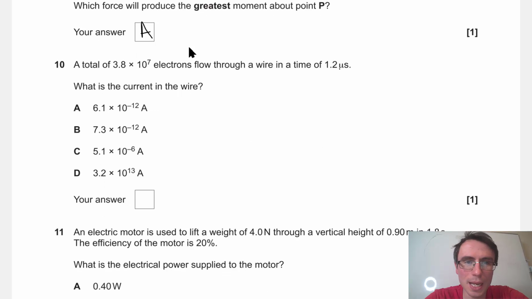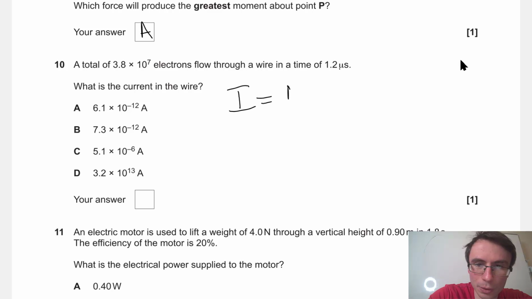Okay, question 10. A total of 3.8 times 10 to the power of 7 electrons flow through a wire in a time of 1.2 microseconds. What is the current in the wire? Okay, so for this one, all I need to do is multiply. So the current is going to equal delta Q over delta T.